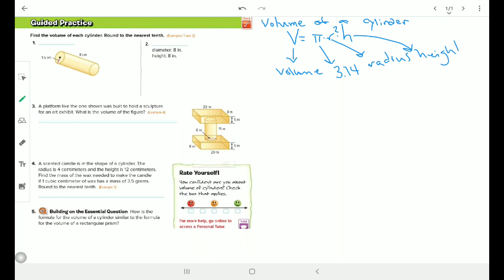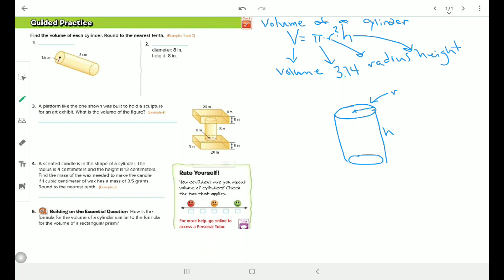Okay. So the way this works, if I'm given a cylinder, the radius is the distance from the middle of the circle to the edge, right? So that's R. And the height is just how tall is the cylinder. How long is it? You can think about this as like a can of pop. How tall is it? So we have the radius, we have the height, and then pi, of course, is always 3.14. That never changes. And that'll help us get to our volume, all right?